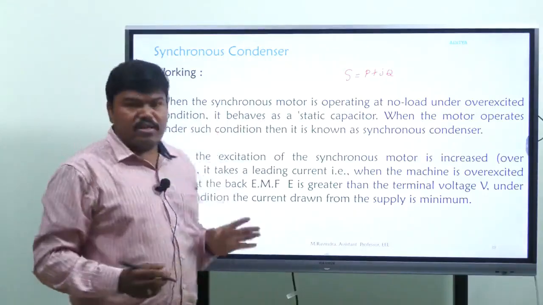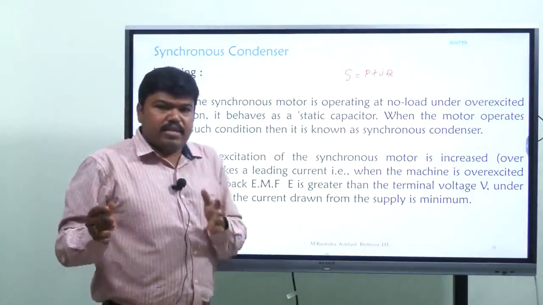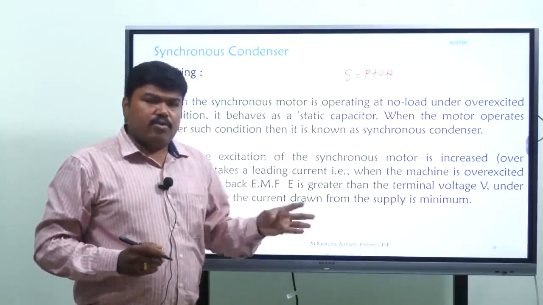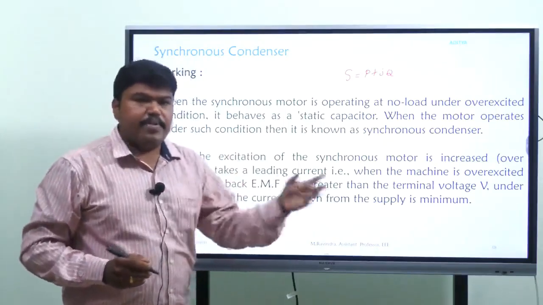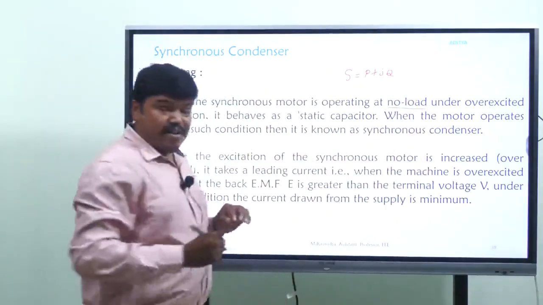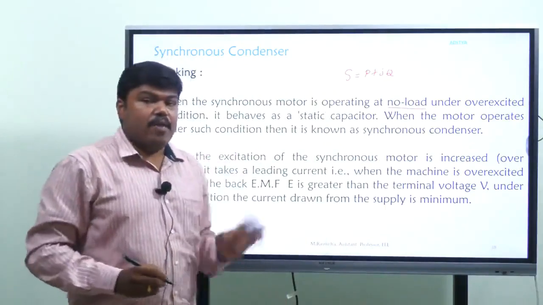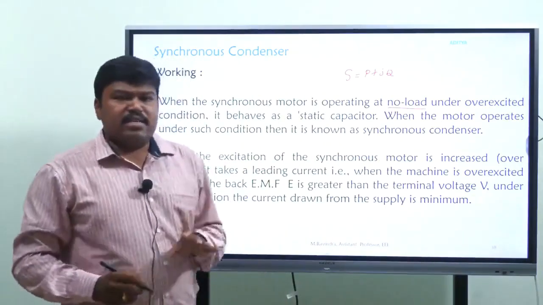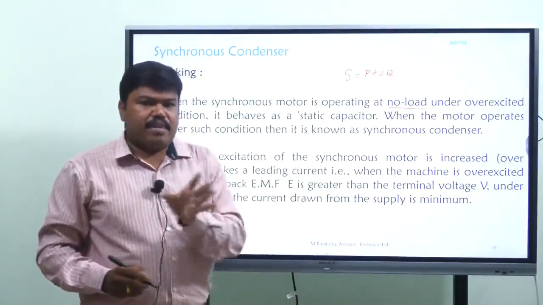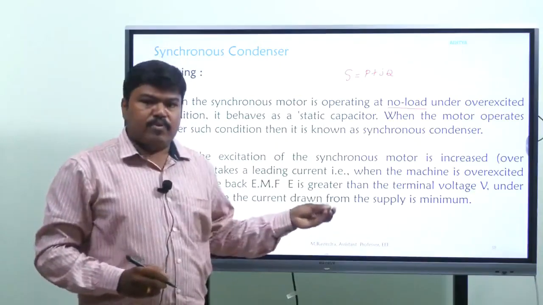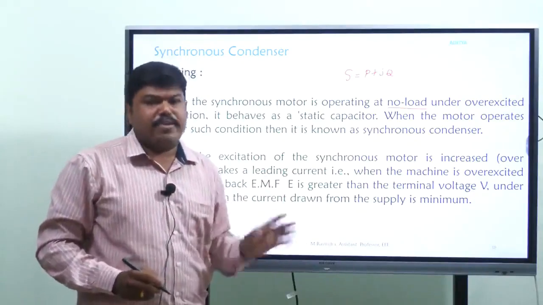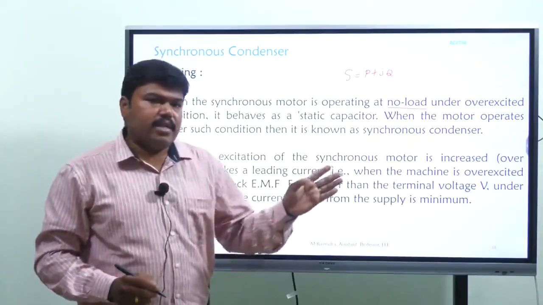When the synchronous motor is operated at no load, that means we don't apply any load. It is operated at no load under overexcited condition. When it is operated overexcited, generally the motor will be operating at rated speed. Let us consider in our laboratory, we have a motor having rated speed of 1500 RPM. Let us consider this as an example.